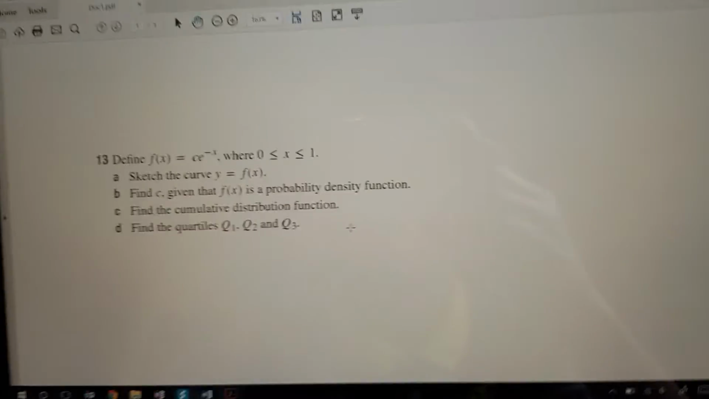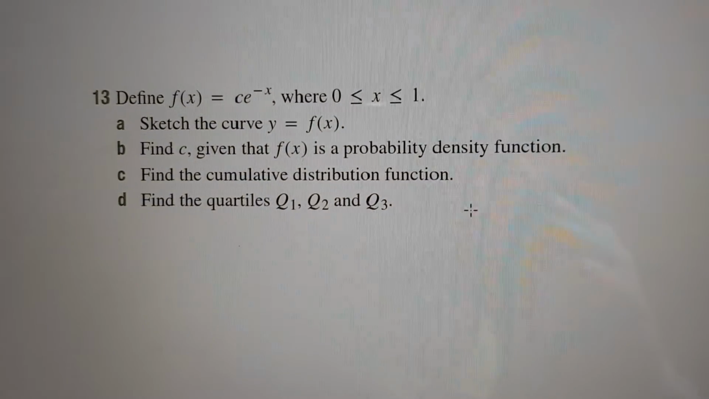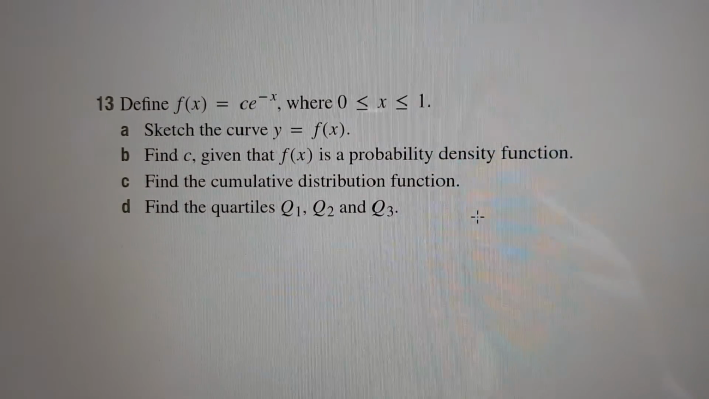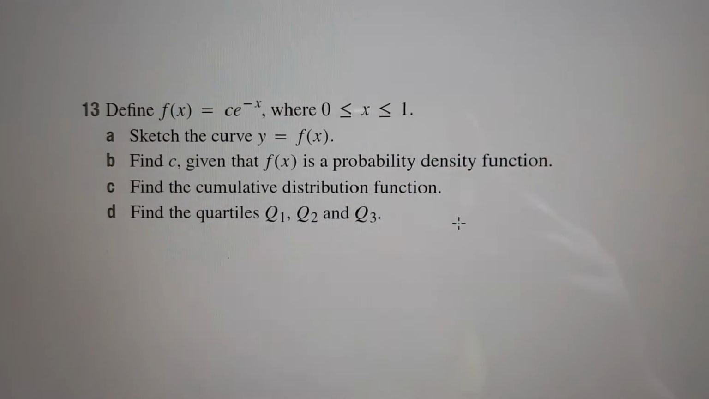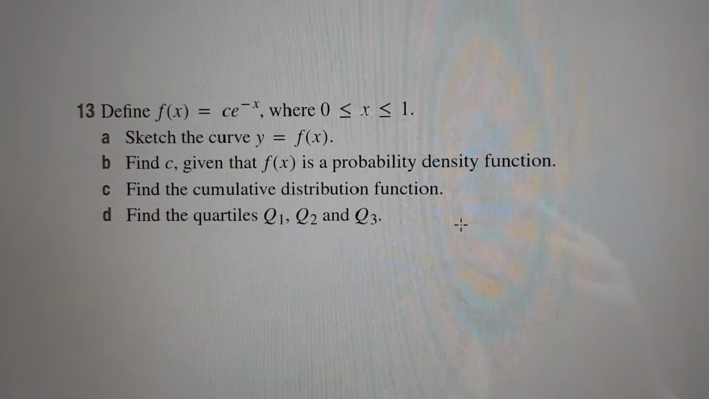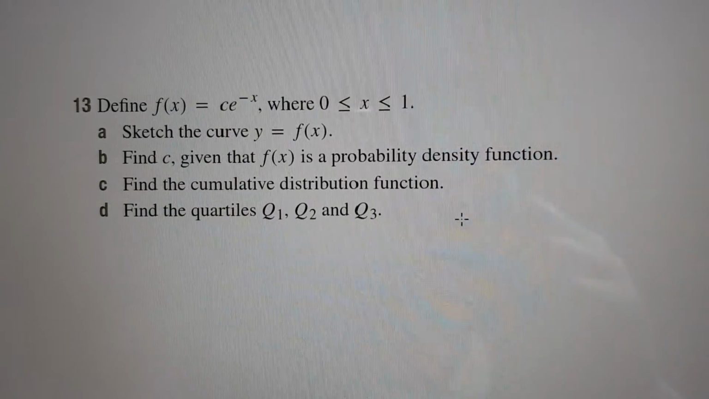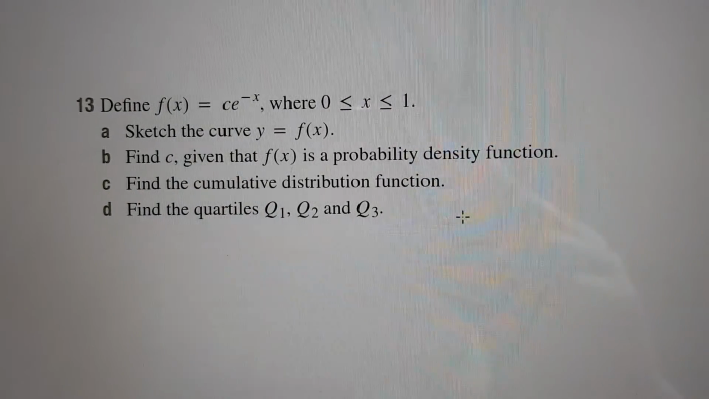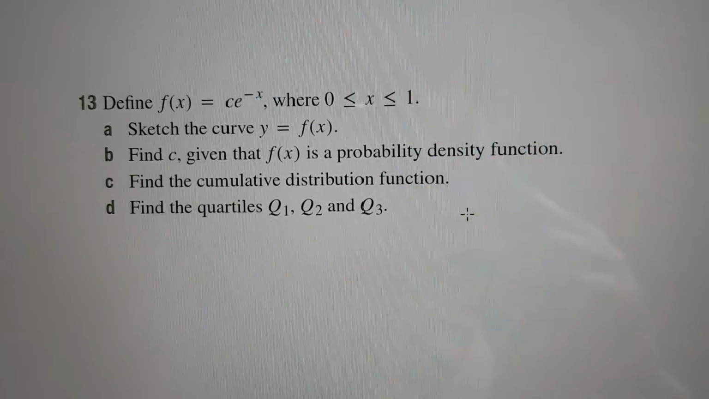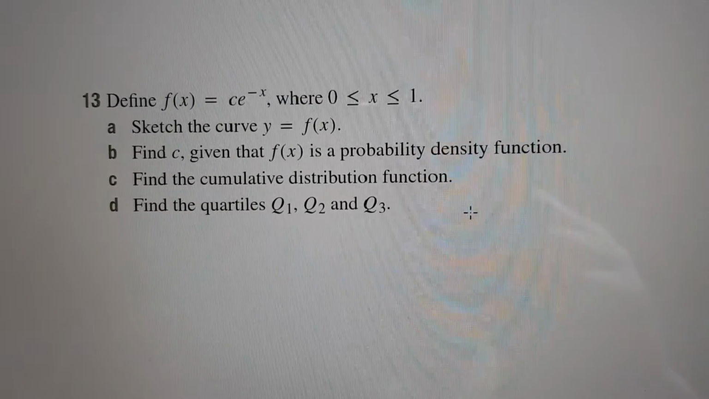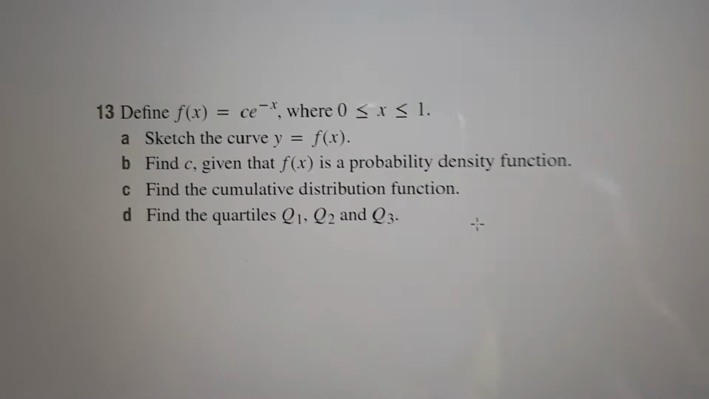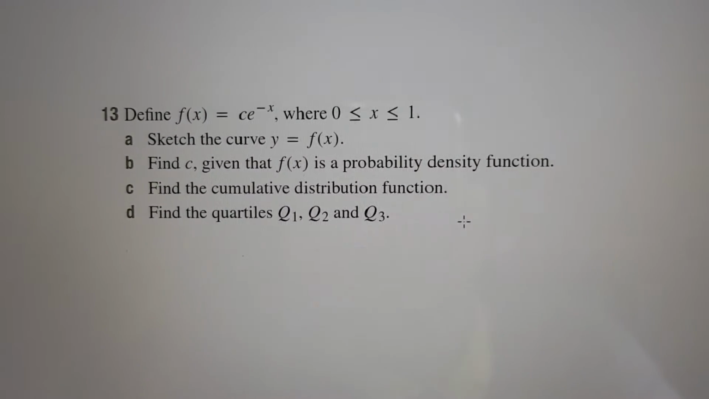All right, so today's question is question number 13. And given this little frequency function with the domain being 0 to 1, part A: sketch the frequency function, and then part B: find C, given that little f of x is a PDF. So in B, we were told that it's a PDF.